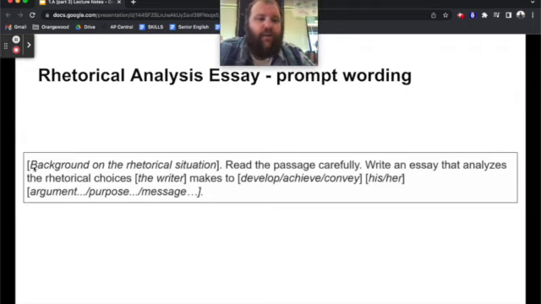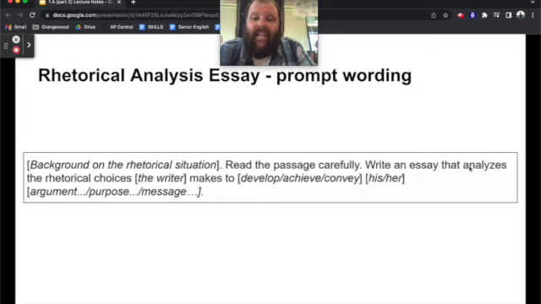First, the first bracket here, they're going to give you some background on the rhetorical situation. What's nice is, and we'll see examples today, that they will tell you who is speaking, typically when it was, what was happening, what was the event that this speech was given at, things like that. They'll give you pieces of the rhetorical situation. After they do that, the sentence will start this way: read the passage carefully. It'll always say that.